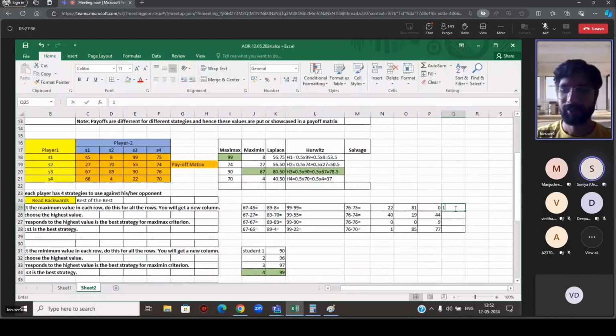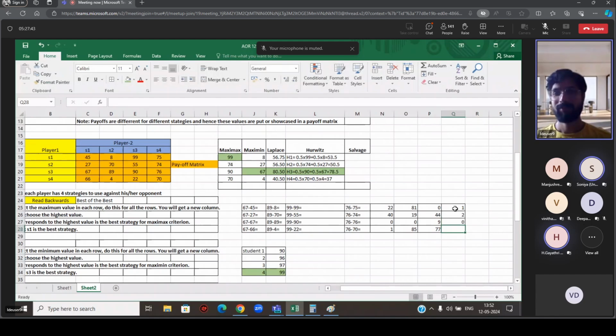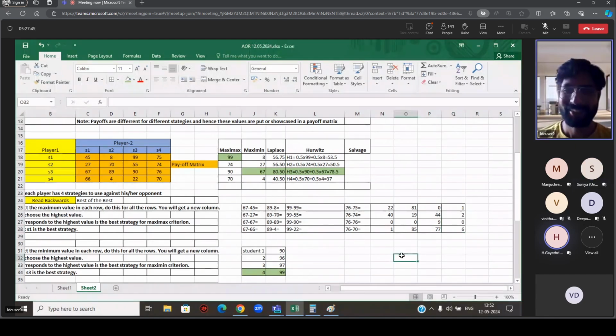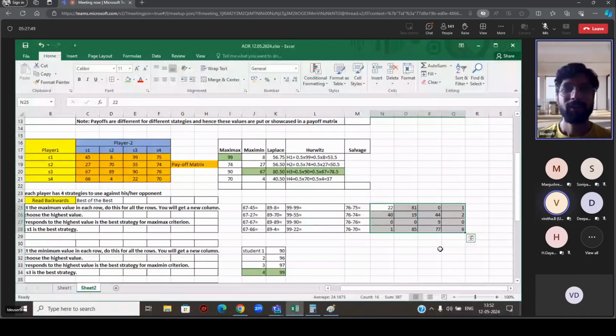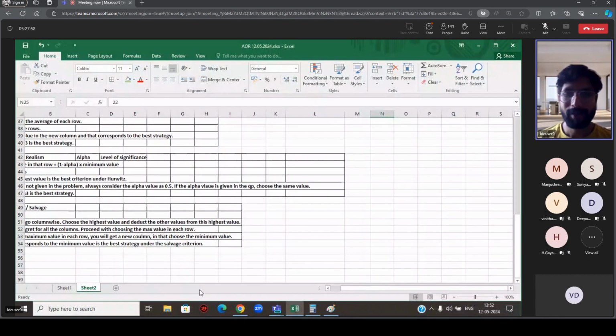2, 0, 0. 6. Now we are copying the sum. Okay. Now you got this new matrix. Go column wise; read this.